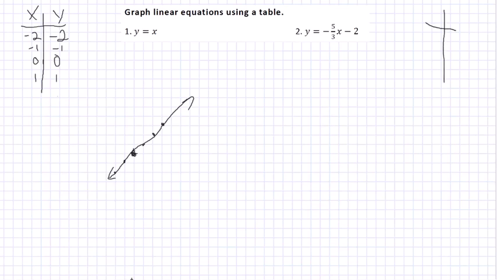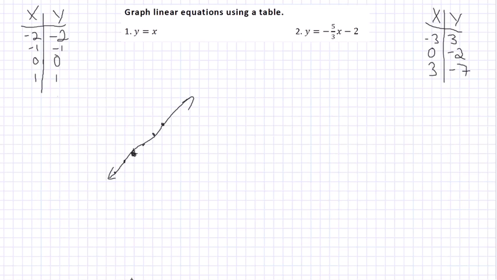So I'm going to go ahead and build another table, use x, y. And so right now when I have a denominator of 3, I'm going to want to choose x values that are multiples of 3 because it makes it easier. So I'm going to choose -3, 0, and 3. And so if I put in 0, that's the easiest. This becomes 0 minus 2, so that's -2. If I put in a -3, the 3s cancel and a negative, giving me 5. 5 minus 2 gives me 3. And if I put in a 3 right here, the 3s cancel, then I have -5 minus 2, which is -7.